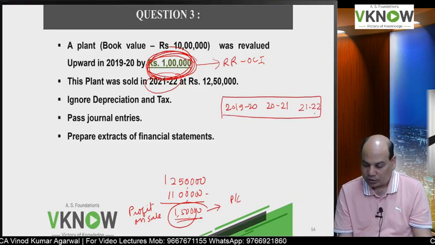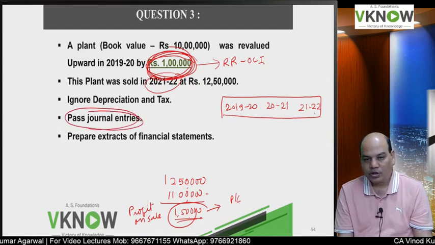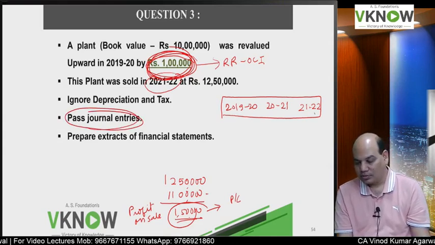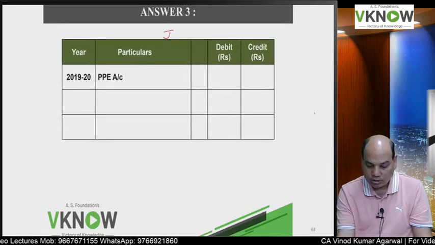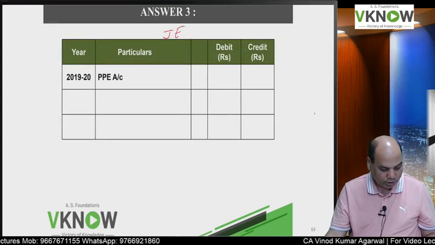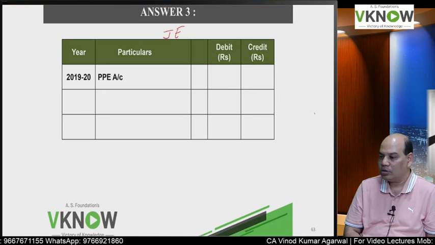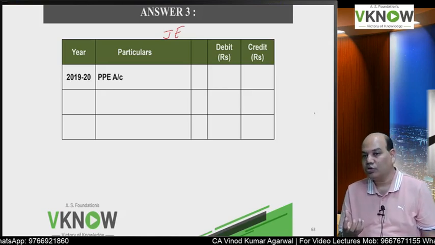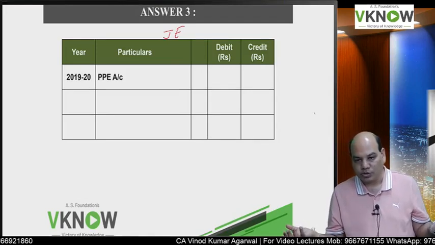Prepare extract of the financial statement and also pass journal entries. Journal entries are always the best way to understand accounting, right? The conceptual understanding comes from journal entries. So students will write in their book; I have drawn the format. These are basic concept questions, not from the ICAI material, but this will make your concept very strong. Fundamentals must be right, then you can handle different types of situations.